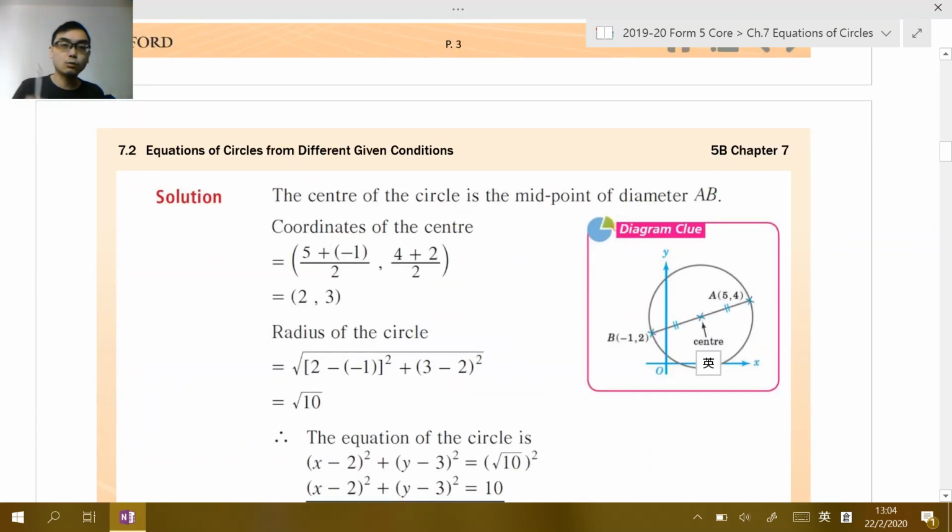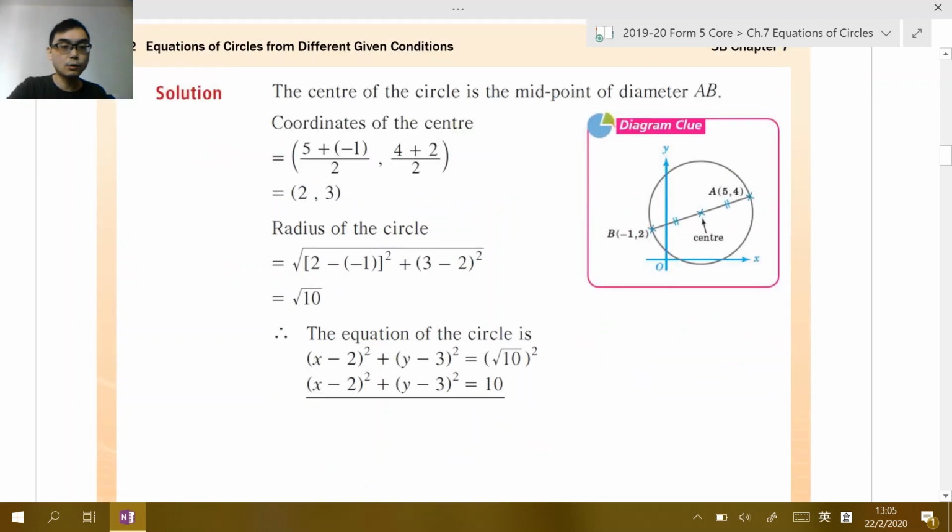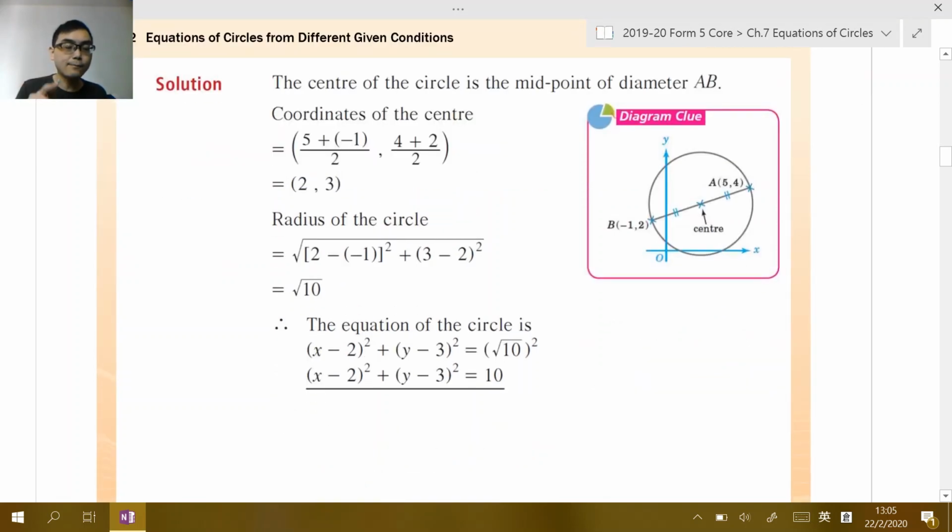For example, how do you know the center? You can simply say, oh, the center is just the midpoint of AB, so you have (2, 3). And the radius is what? You can use the center (2, 3), then take A or B to find the distance, and that is the radius. Or simply you may also use the diameter.